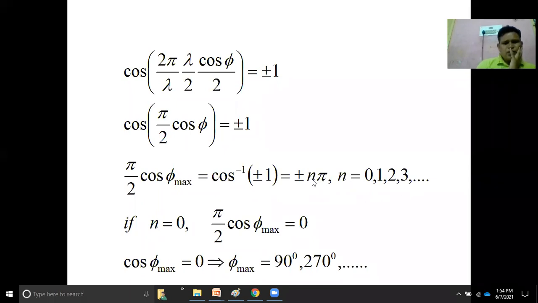Suppose n is equal to 0. If n is equal to 0, this is pi/2 cos phi maximum, equal to cos inverse of 0. When the cos is 0, we are getting 0 here. Okay, this is one condition. If you take different values of n, we get different values.